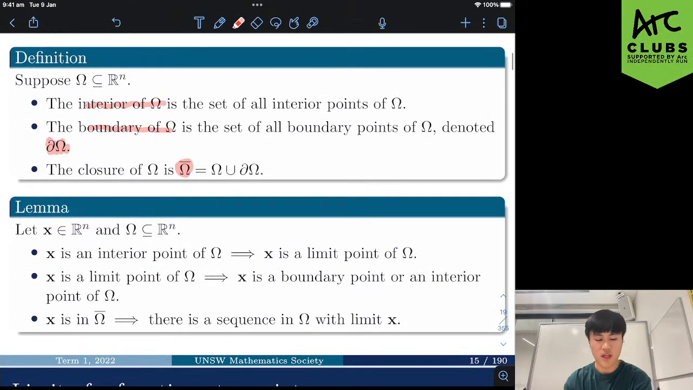We have a couple of lemmas here which you can read through, and they essentially just go through limit points, interior points, and boundary points.